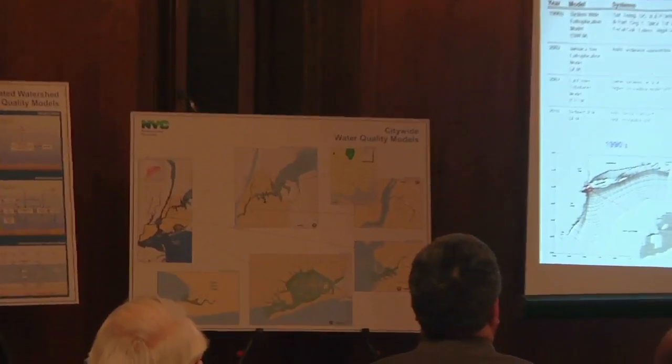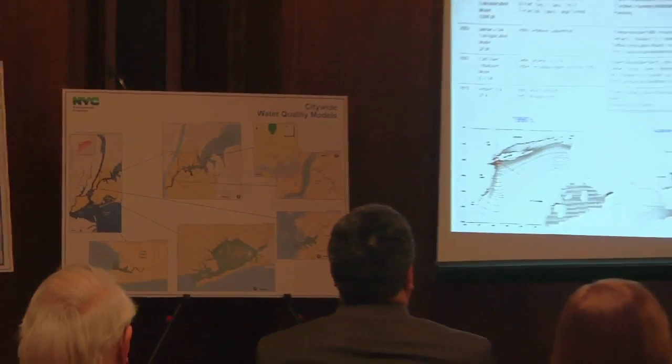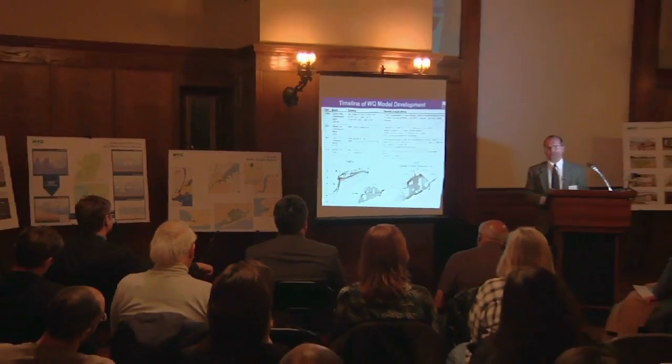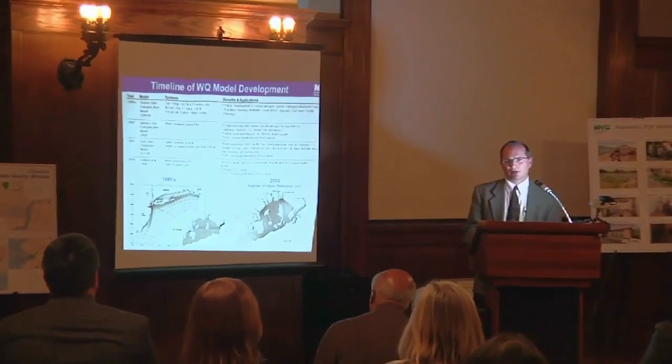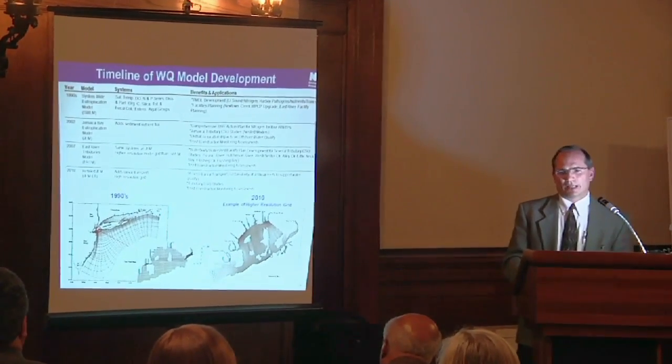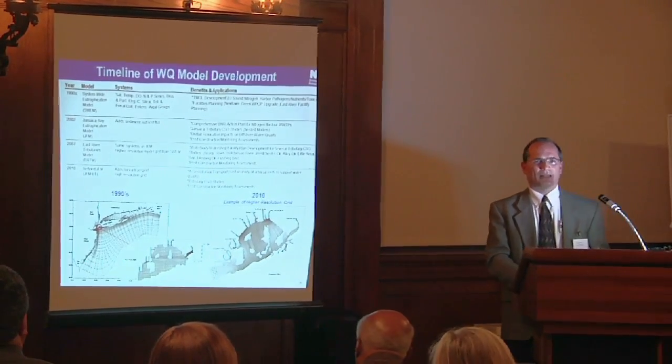Next, we have 2010, where we made a further improvement to the Jamaica Bay eutrophication model. And this is kind of an interesting application. DEP was looking at the sustainability and possibility of creating artificial reefs in Jamaica Bay so that we could improve water quality in a more natural way.